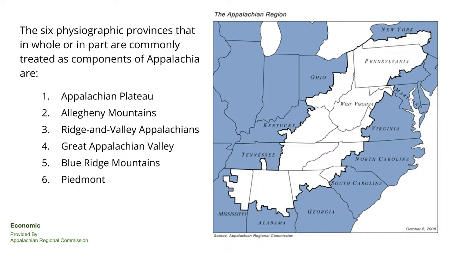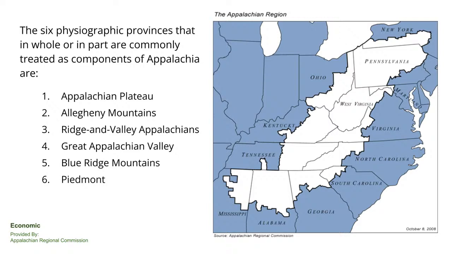This is still from the Appalachian Regional Commission. It's just a different way of looking at the previous map. And if you'll notice, a lot of the names are the same: the Appalachian Plateau and the Blue Ridge Mountains, the Piedmonts, the Ridge and Valley. They just have a different name for the Great Appalachian Valley. The Allegheny Mountains are usually from Pennsylvania through Maryland, coming a little bit down into West Virginia.